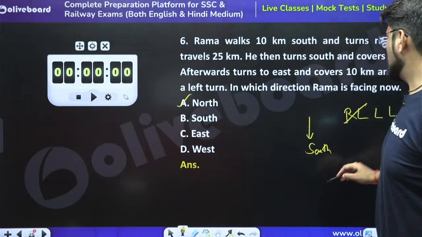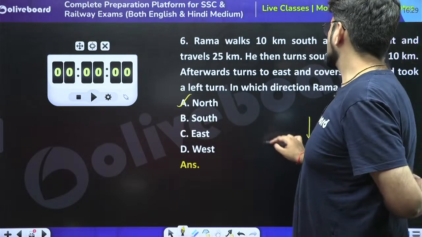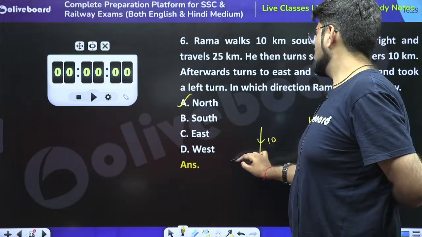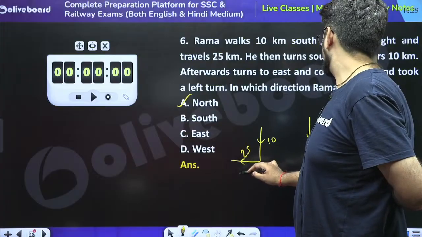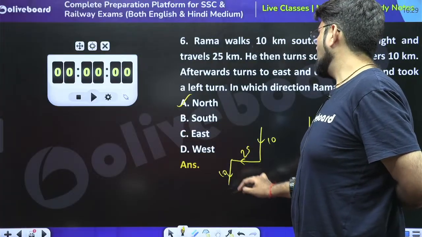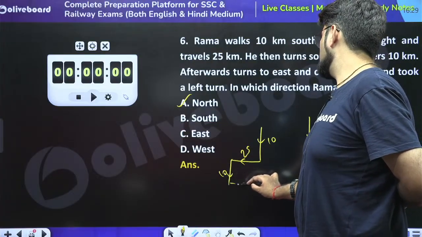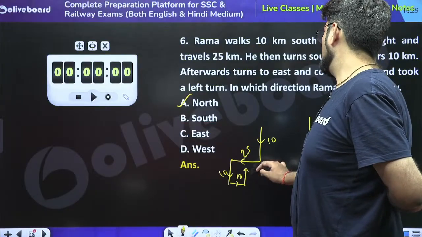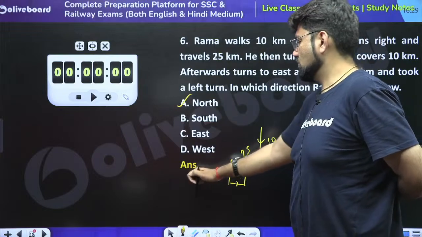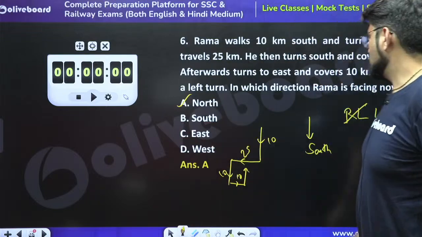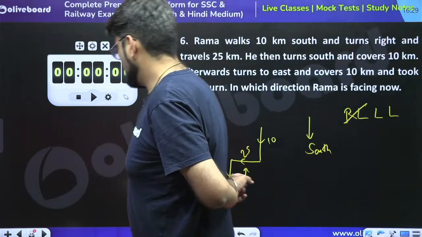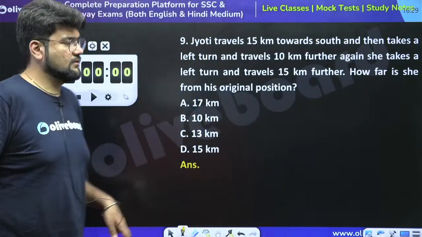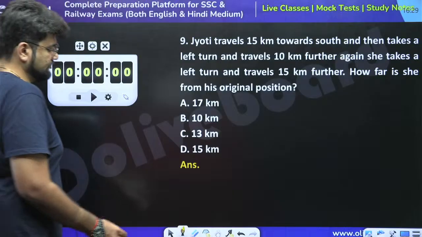Now let me quickly check it with the figure also. Ram walks 10 kilometers south, then turns right and travels 25 kilometers, then turns south and covers 10 kilometers. Afterwards turns to the east and covers 10 kilometers and took a left turn. Which direction is he facing now? He is facing the north. Okay. So either way you can approach the question and get your answer. But as I told you again, restricted only for these cases.